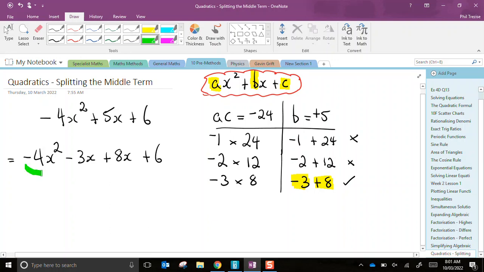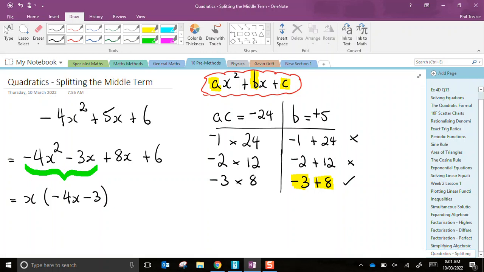I'm going to focus now on just the first two terms. I'm looking for a common factor between just those two terms. Well, there is no common factor between negative 4 and negative 3, but there is, of course, x. So x will be the factor, and I will have negative 4x minus 3. Now, if I preferred, I could have used a negative x factor, and then the numbers in the brackets would be positive. That's okay. Next bit. I'm looking for a common factor between the last two terms, those two.